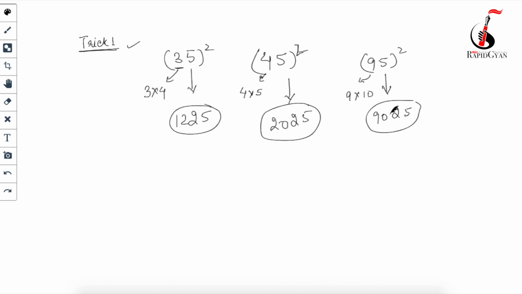Similarly, you can use this trick to find the squares of bigger numbers also. For example, suppose you will have to find 125 square. Again, same thing, 5 square is 25. This is 12. One number greater than 12 is 13, means 12 times 13. So 12 times 13 is 156. So your answer will be 15625.